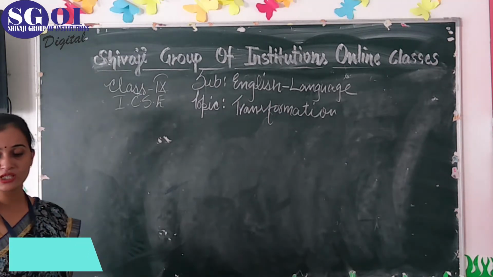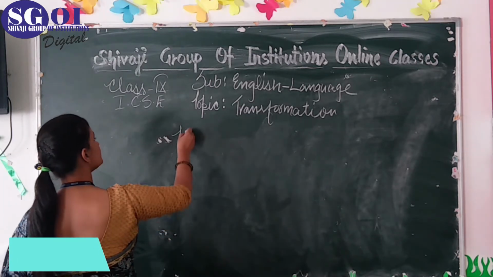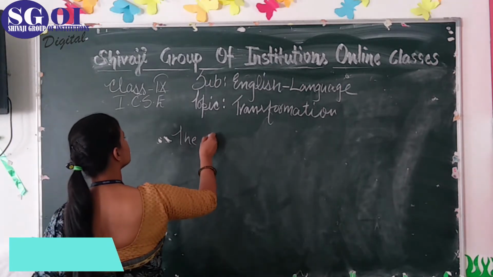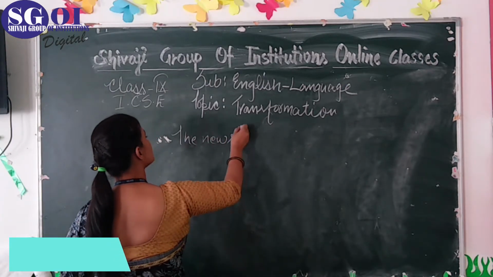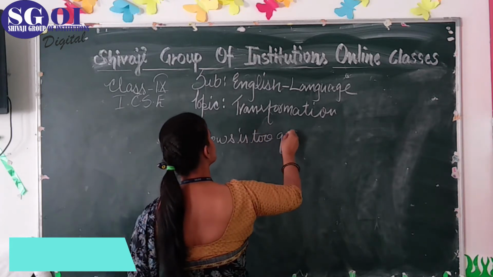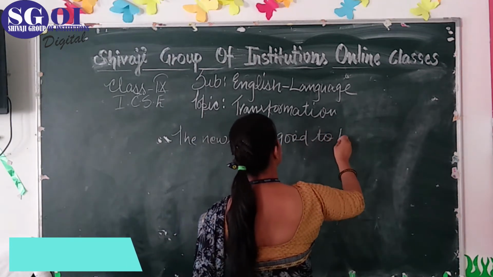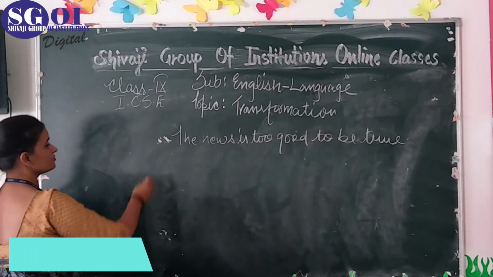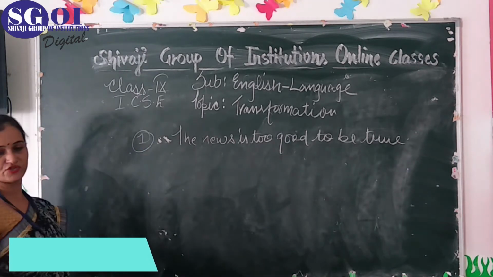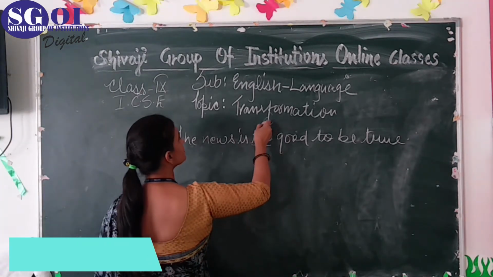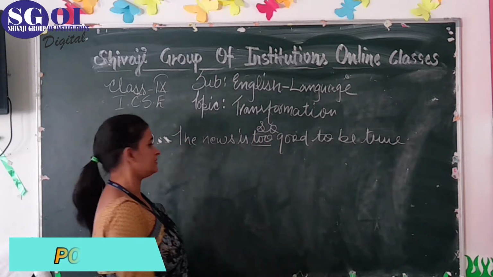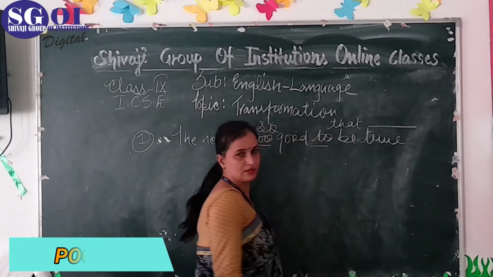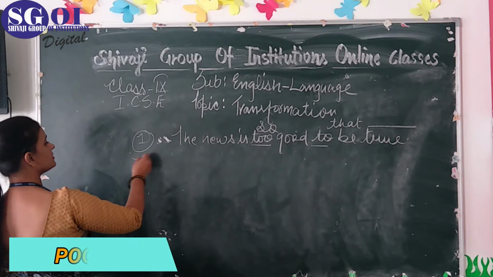Remove 'too'. The news is too good to be true. You have to change this sentence. How will you change it? This 'too' will be converted into 'so', as I told you, and this 'to' will be converted into 'that', and according to this you can use it.